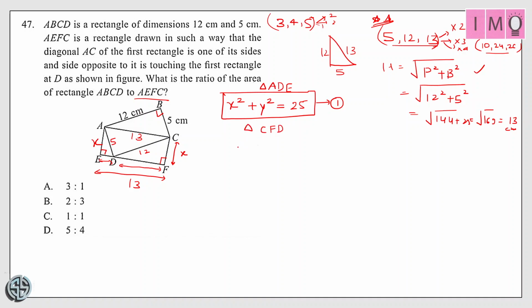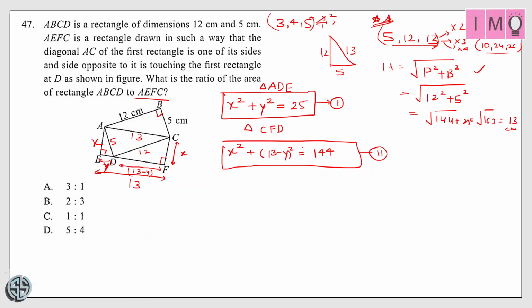Similarly, in triangle CFD, we can also apply that. I have assumed that length ED is y. So now you can see this whole length is 13, so DF length will definitely be 13 minus y. Now in triangle CFD, what can you write? x square plus (13 minus y) square will be equal to 12 square, which is equal to 144. So this is the second Pythagorean relation we apply.